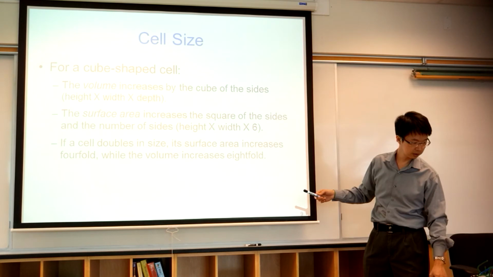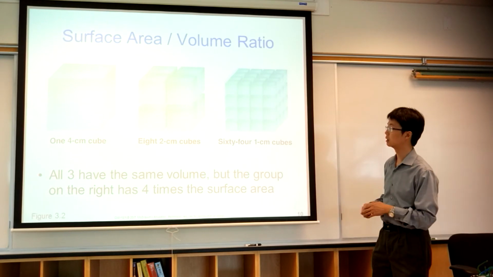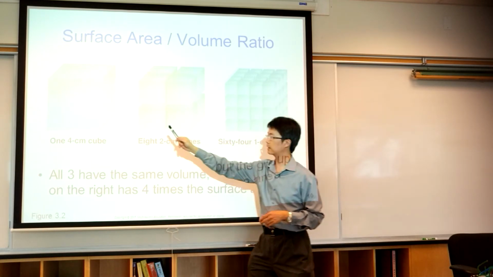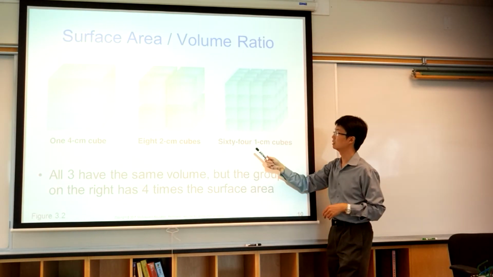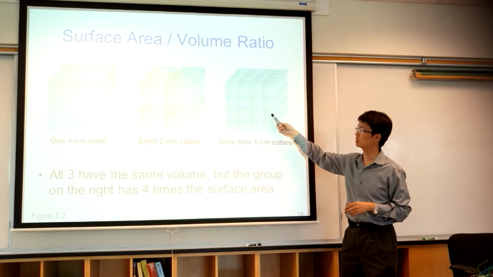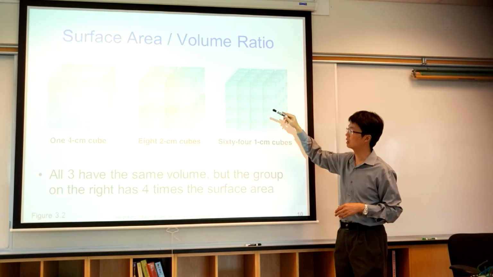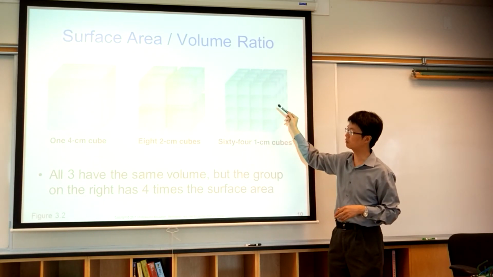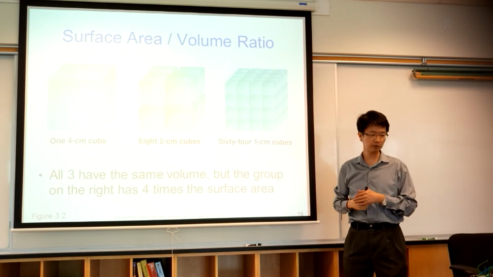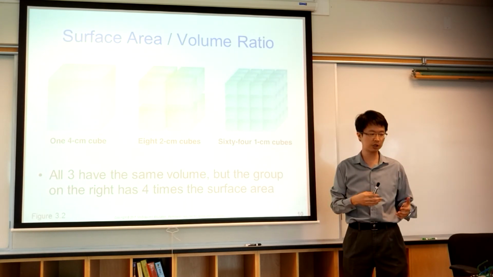So what does it mean? This is a good one. They all have the same volume, but this is one big cell. You have 8 cells here, and then you have 64 cells here. Which one will give you the most surface area? Of course, it's this one, because each one has its own surface, and they all have the same volume, but this one will give you the most surface area for exchanging nutrients and waste. So that's the main reason we are multicellular organisms. There's an advantage to it. It facilitates the exchange of substances.